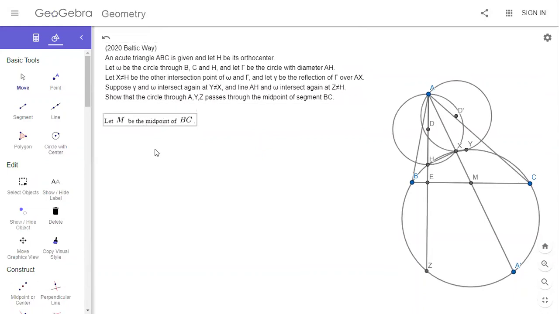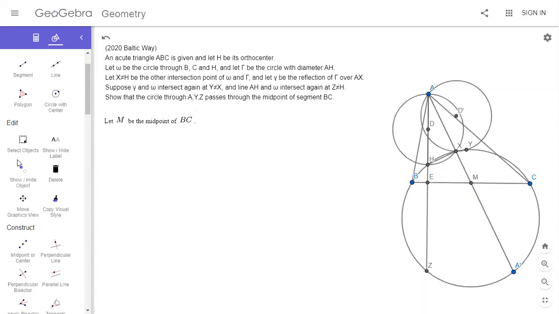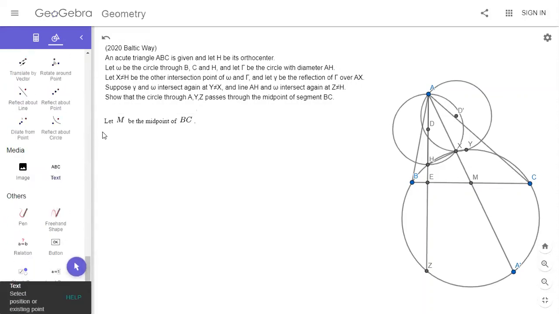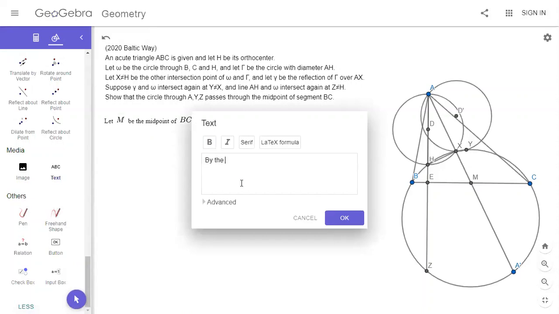So M is the midpoint of BC. And then by the HM theorem, A, X, and M are collinear. I call it the HM theorem. Everyone has their own name for it. Most people say Humpty points. So I'm just going to write it like that.